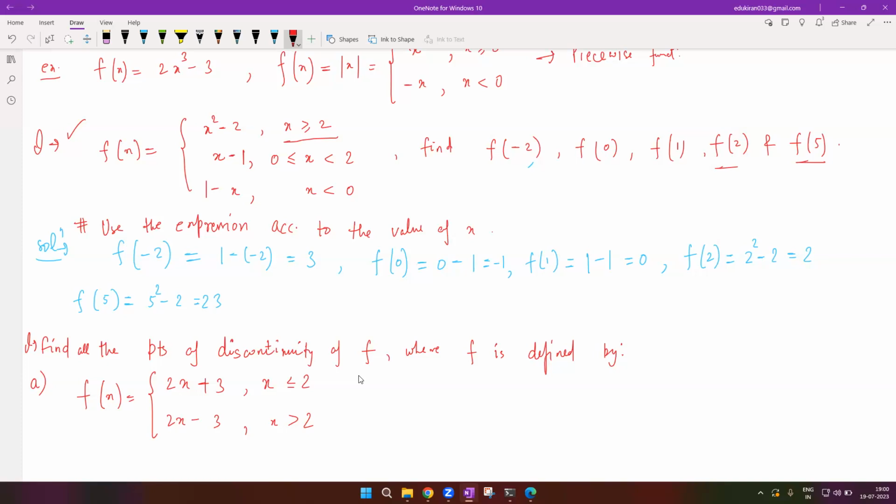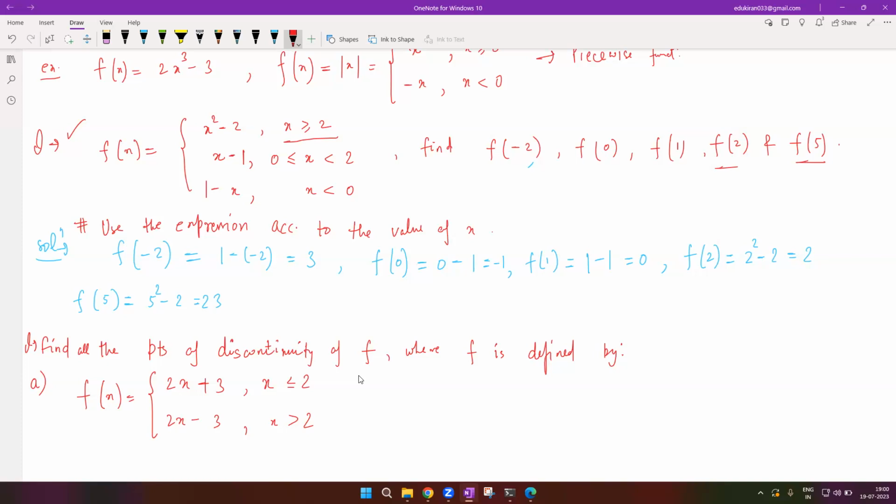Why am I even saying that? You can understand that, because if x is greater than 2, the value of f(x) is 2x minus 3. And 2x minus 3 is what? A linear polynomial. So for x greater than 2, 2x minus 3 is continuous everywhere. And similarly, for x less than or equal to 2, 2x plus 3 is also a linear polynomial. Both of them are continuous in themselves. But we just need to check whether they are continuous at x equals 2 or not.